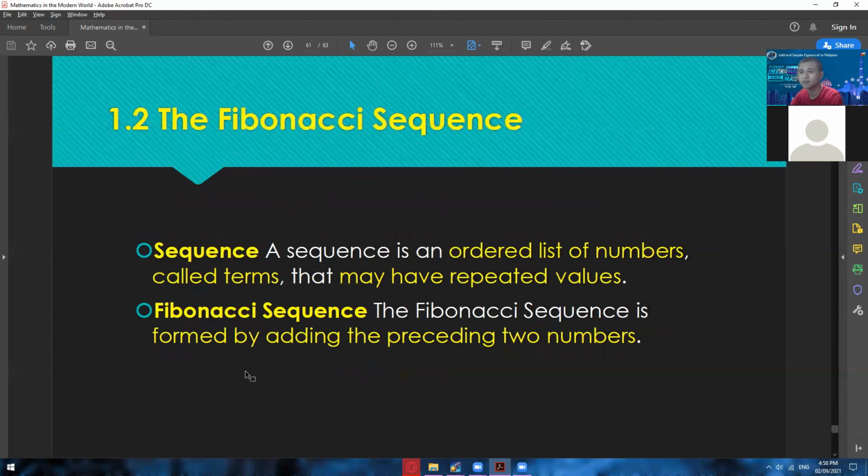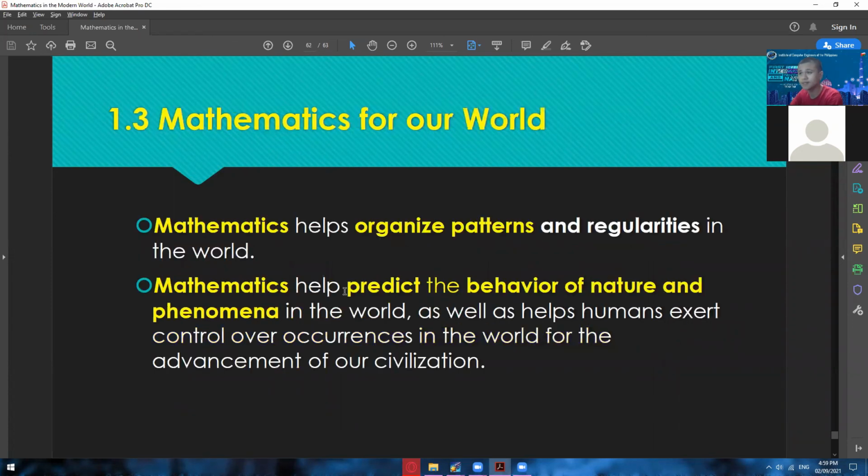Okay, and then sequence. A sequence is an ordered list of numbers called terms that may have repeated values. And then the Fibonacci sequence. The Fibonacci sequence is formed by adding the preceding 2 numbers. So just check this one out on the internet, but this is already the main idea of the Fibonacci sequence: the preceding 2 numbers, just add them.